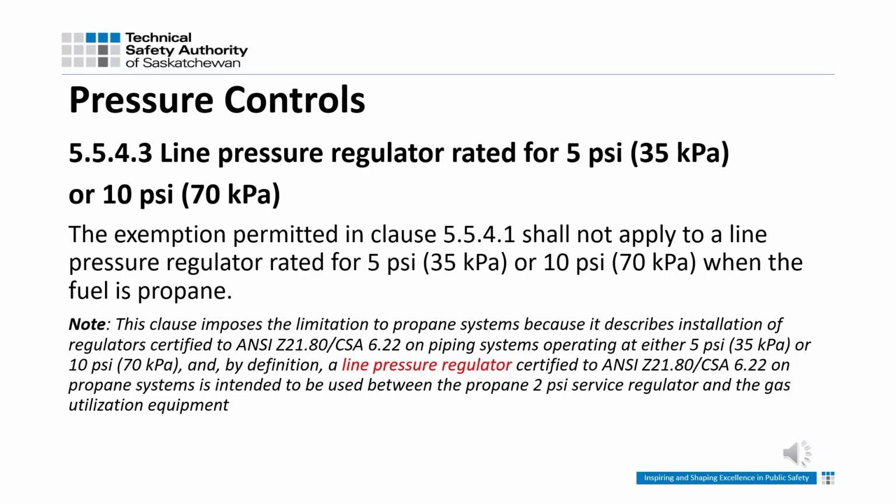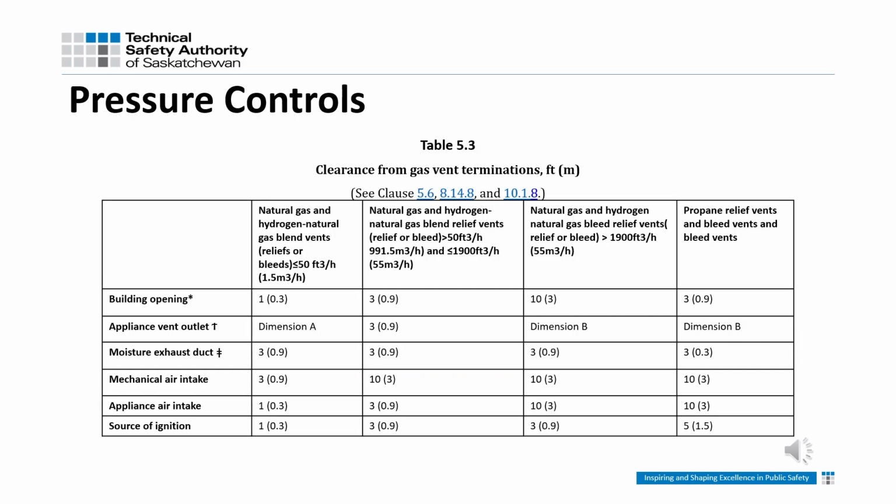Table 5.3 is changed in the 2020 code with a further breakdown of clearances based on relief or bleed amount. You will need to know this regulator information from your supplier or utility so you can reference the correct column in the chart. Clearances from appliance vent outlets point you to the next slide referring to Dimension A or Dimension B.